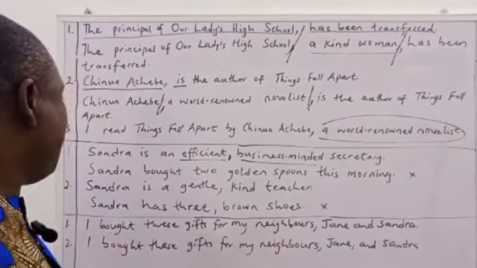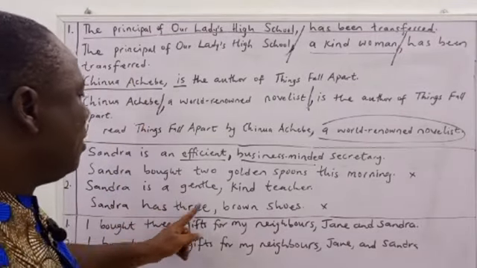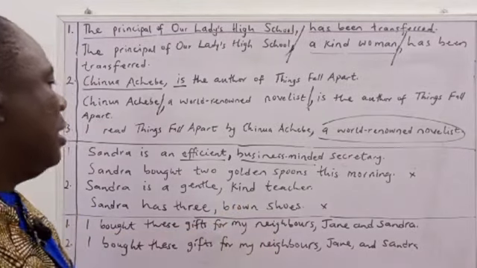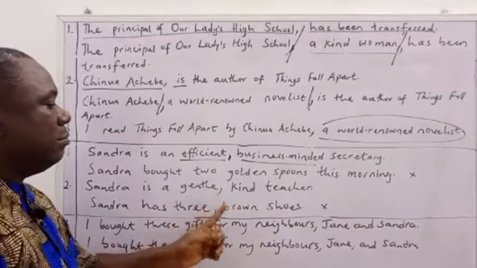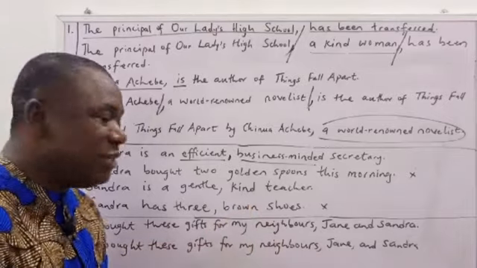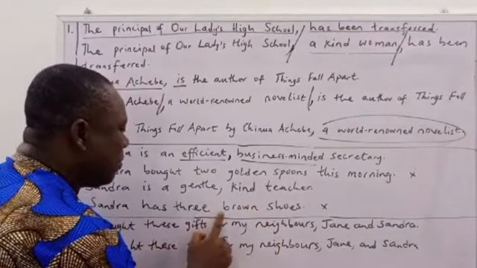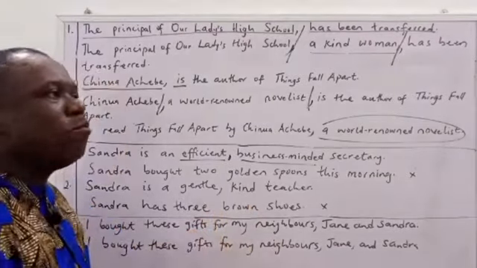Now let's try it here. Sandra has 3 brown shoes. Let's insert and here. Sandra has 3 and brown shoes. Does that make sense? No. So we don't require a comma here.